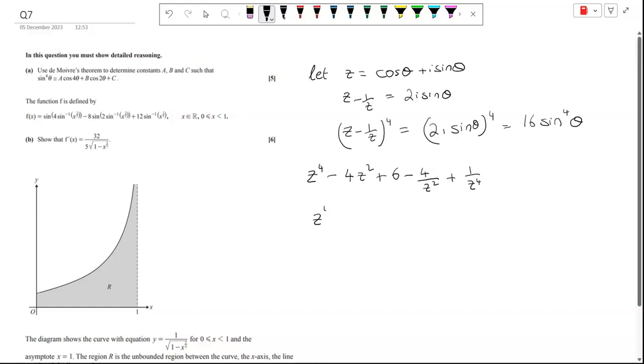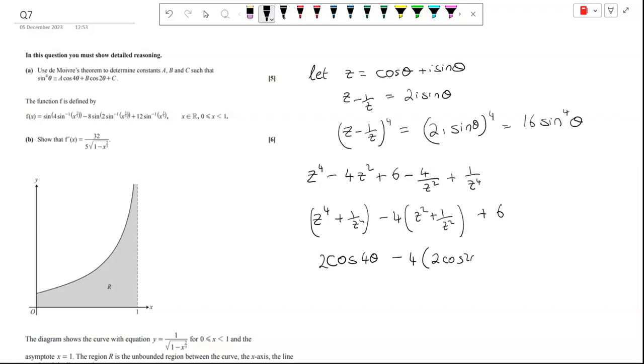And if we collect z to the 4 and the plus 1 over z to the 4, and if I factorize minus 4 out, then I'm going to have z squared plus 1 over z squared, and then the plus 6. z to the 4 plus 1 over z to the 4 by De Moivre's again is 2 cos 4 theta, and minus 4 times 2 cos 2 theta plus 6, and we know that this is equal to 16 sine to the 4 theta.